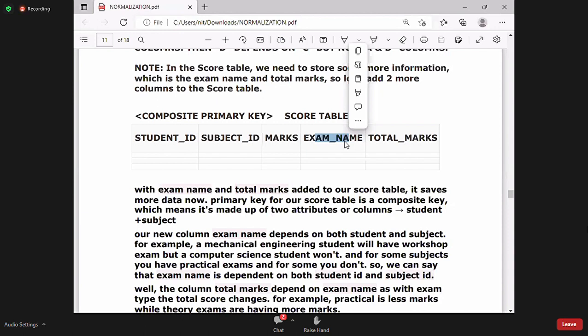11 examinations. Paper 1, 50. Paper 2, 50. These 2 examinations, when I combine them, the total is what? 100 marks. If I don't combine them, then 50 marks only. Yes or no? So by this logic, some subjects have theory, some subjects have practical.